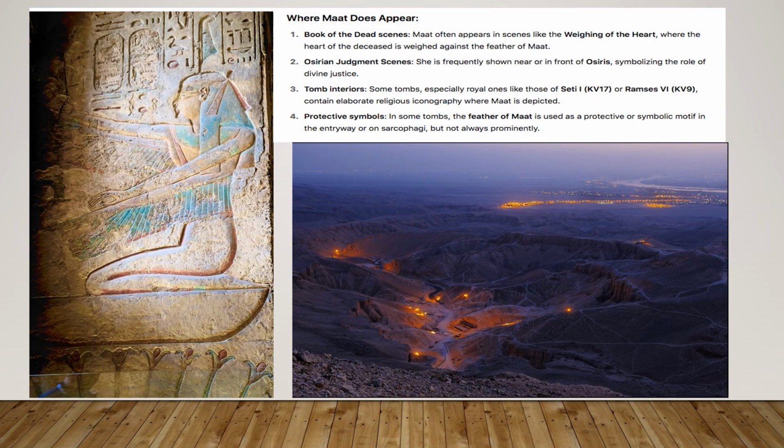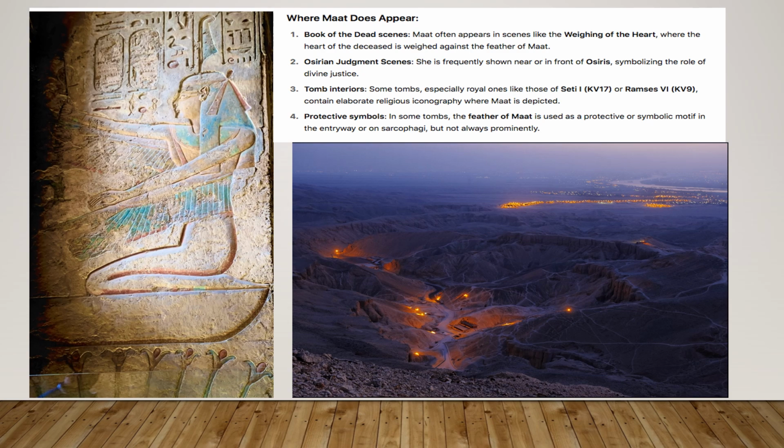So where does Ma'at appear? Number one, she appears in the Book of the Dead scenes, like the weighing of the feather, where the heart of the deceased is weighed against the feather of Ma'at. Number two, she is often in the Osirian judgment scene. She's frequently shown near or in front of Osiris, who we'll call Usir at some point, and she symbolizes the role of divine justice.